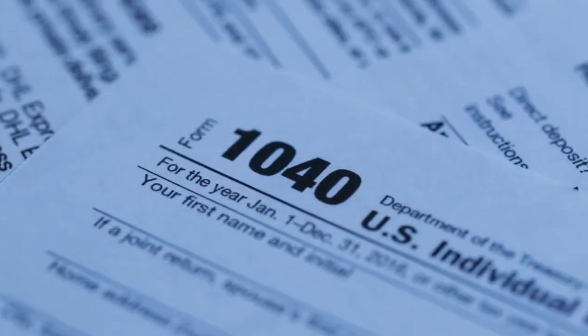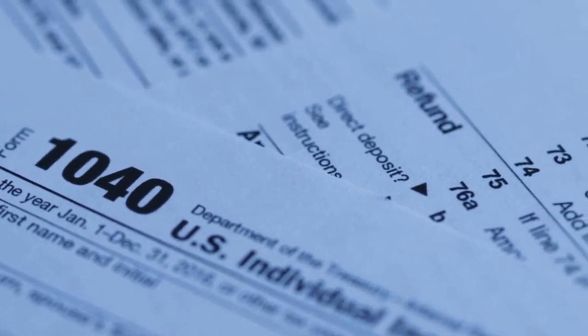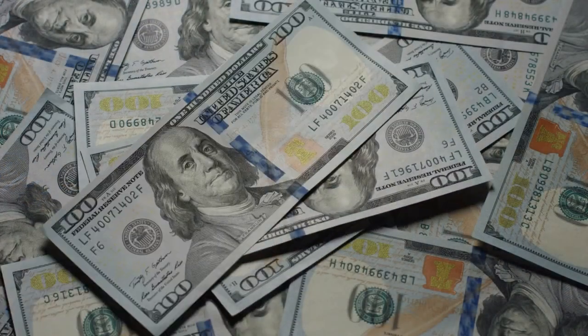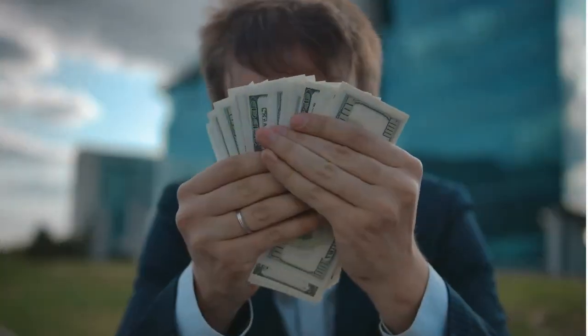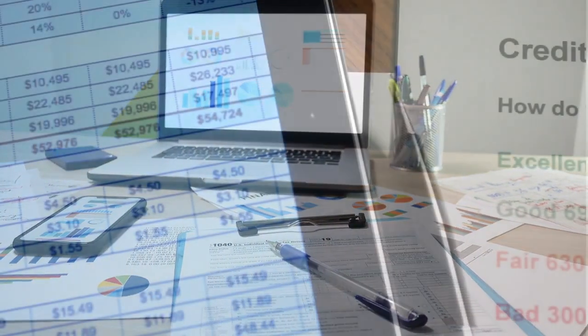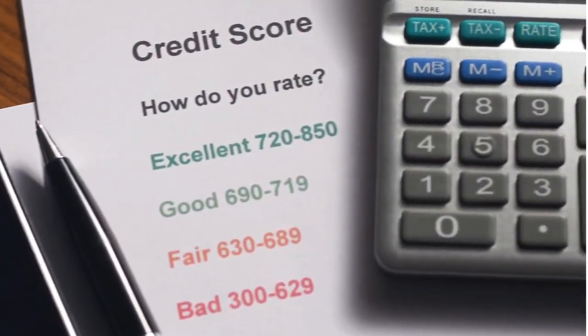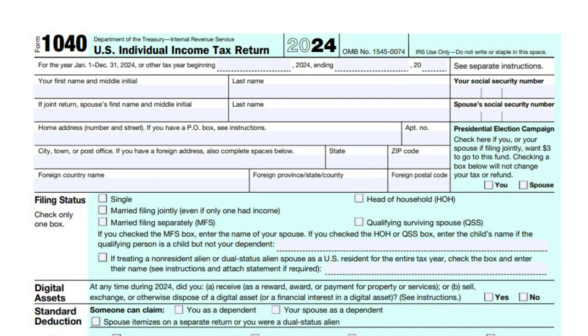If you are a U.S. citizen or resident alien and you meet the income limits set by the IRS, you must file Form 1040. It is required to report income such as wages, dividends, and any other taxable income. Filing it ensures that you are compliant with the IRS, and it allows you to claim any tax benefits, such as deductions or credits, that may reduce your tax liability. Let's take a closer look at the main sections of Form 1040.